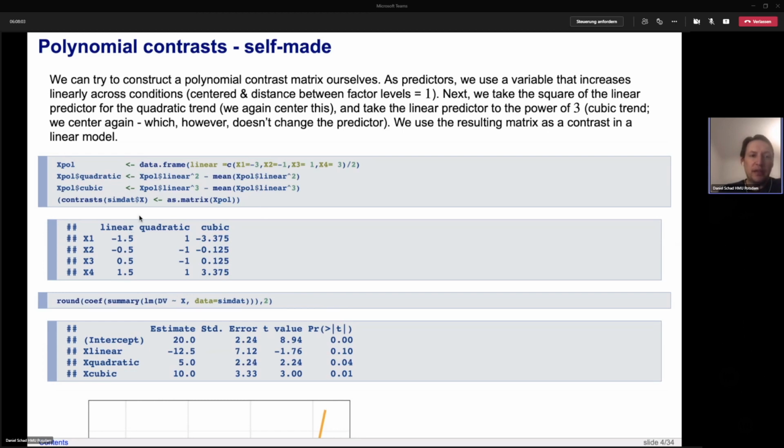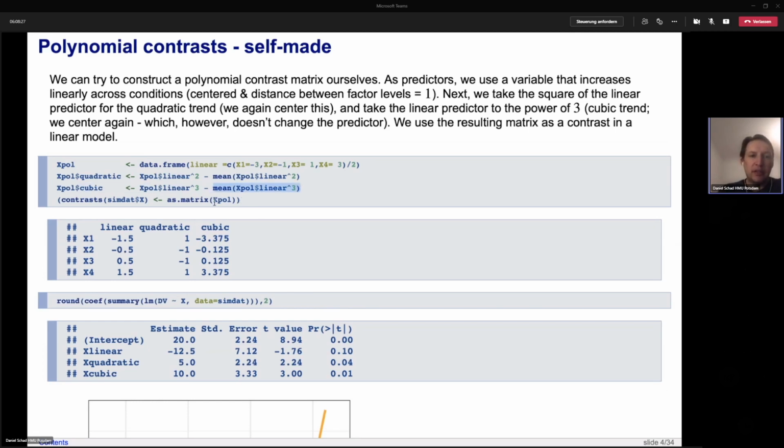So how do we code the contrast for the quadratic effect? We just take the linear effect and square it, and then we subtract the mean, because again, we want to have a centered contrast. And for the cubic, we proceed in the same way. We simply compute the linear effect to the power of 3, and then we subtract the mean, which is 0 anyway.